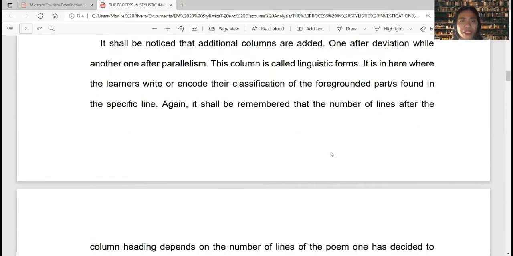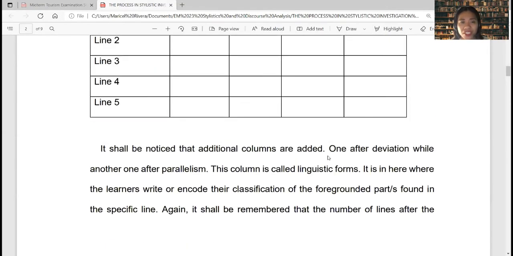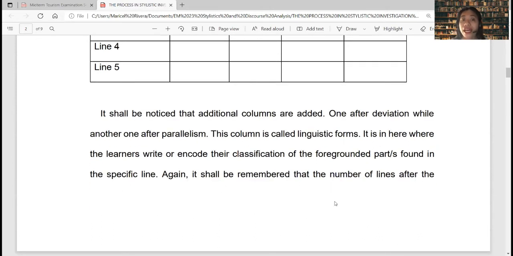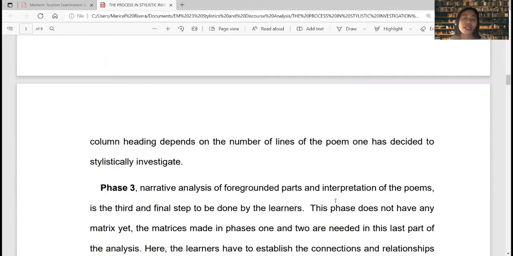That is why I really discuss this, because there is a need. It shall be noticed that additional columns are added, one after deviation while another one after parallelism. The column that we added, class, we call the linguistic forms. It is here where the learners write or encode their classification of the foregrounded parts found in a specific line. Again, it shall be remembered that the number of lines after the column heading depends on the number of lines of the poem you are stylistically investigating.